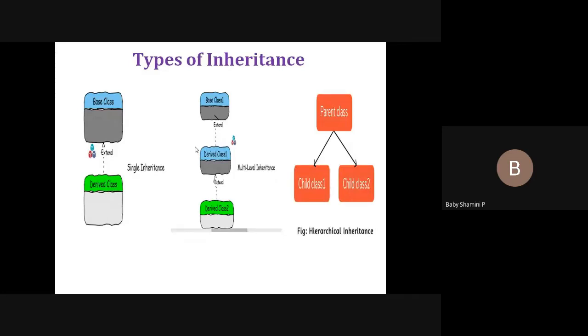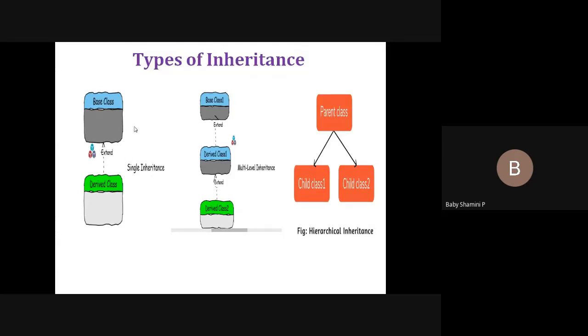Single inheritance means, see the example, here we have only one base class and only one derived class. This derived class has its own properties and also extends properties from the base class. That is single inheritance. How do we extend properties from the base class? Through the keyword extends. Only through the keyword extends can we inherit properties from the base class. That is the first concept.